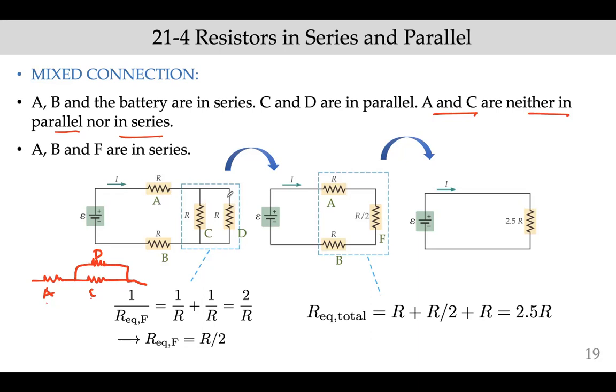Now, if I write the equivalent resistance for these two, if these are R and R, let's apply the formula. They are in parallel. For parallels, we use this formula. So 1 over R plus 1 over R makes 2 over R, but I have to flip this to find the equivalent resistance. So R divided by 2. So instead of these two, I can replace them with this resistor, whose resistance is R divided by 2. Let me call it F. So in this case, I can say A, F, and B are in series.